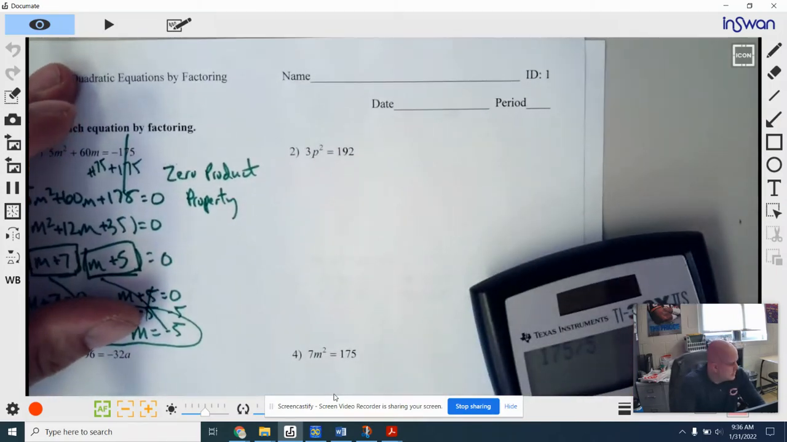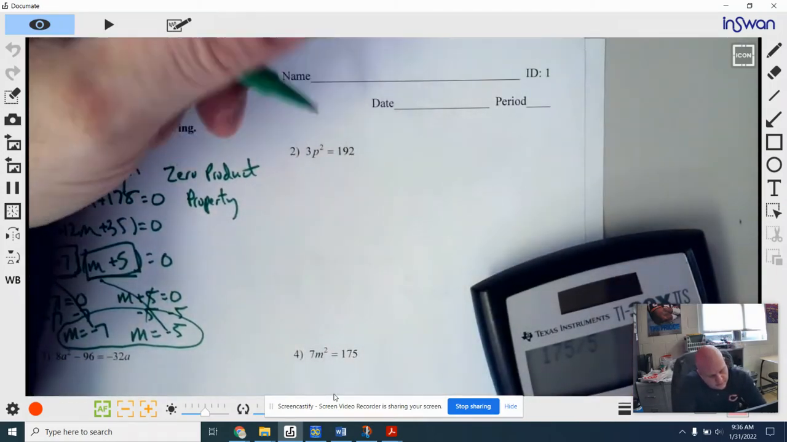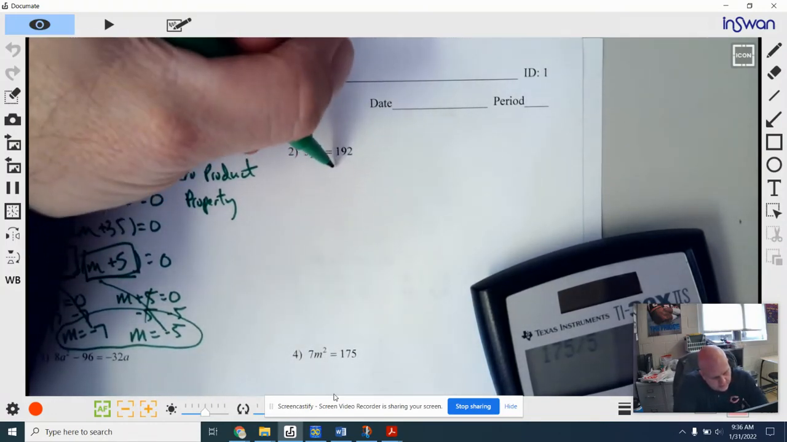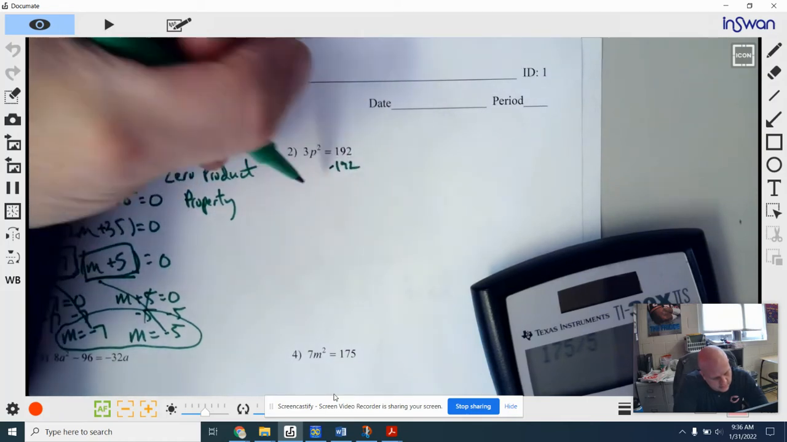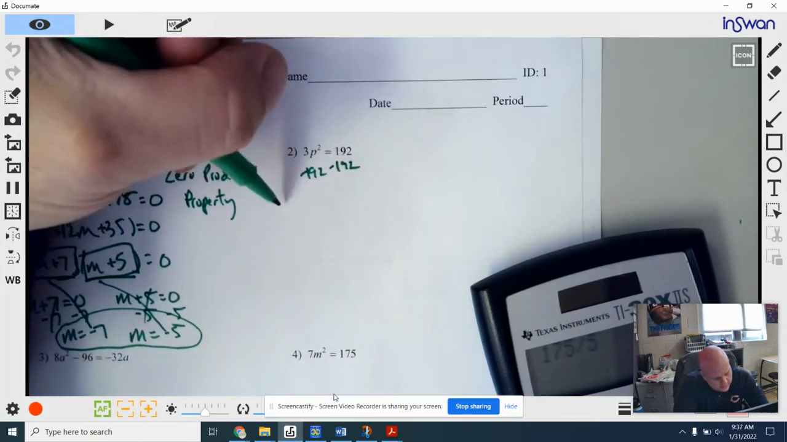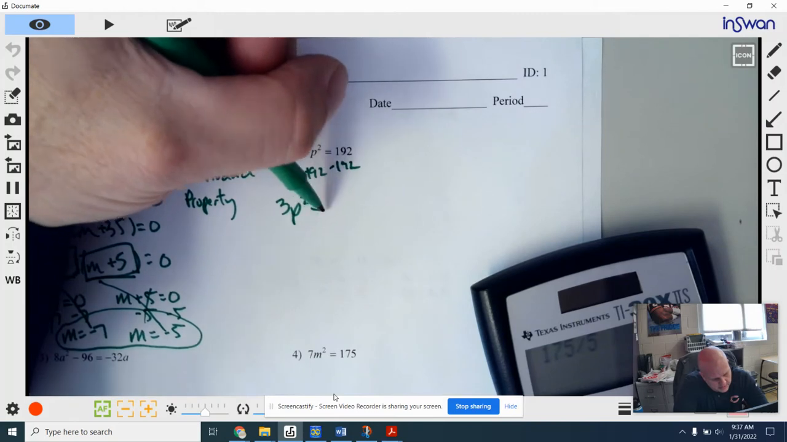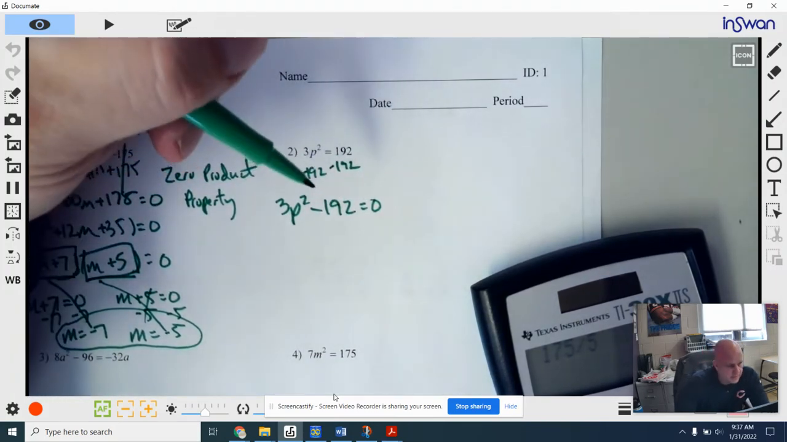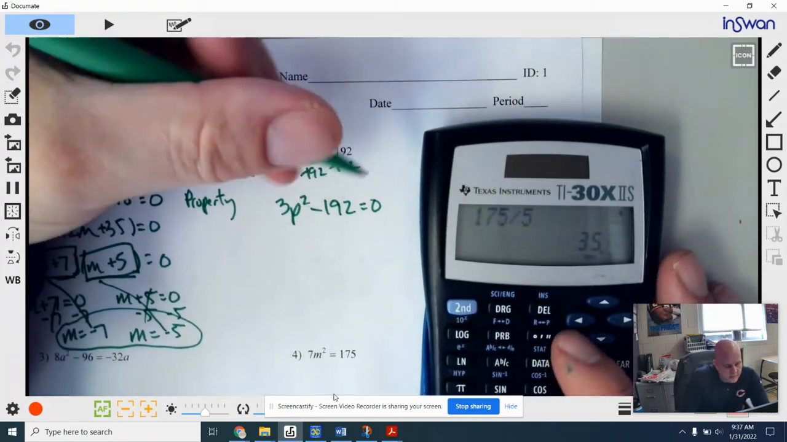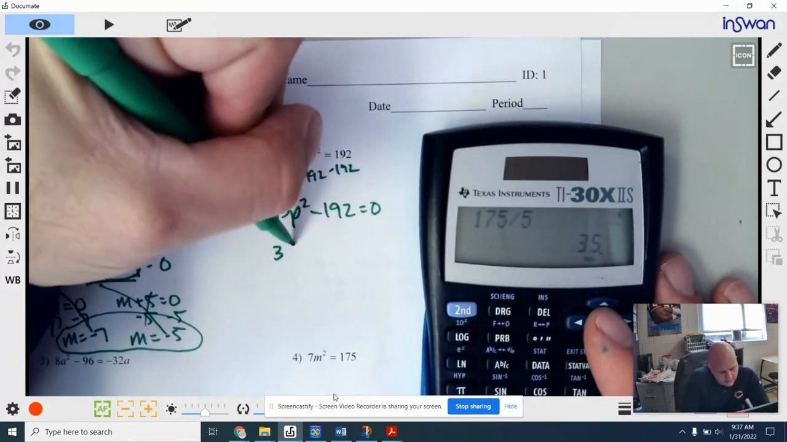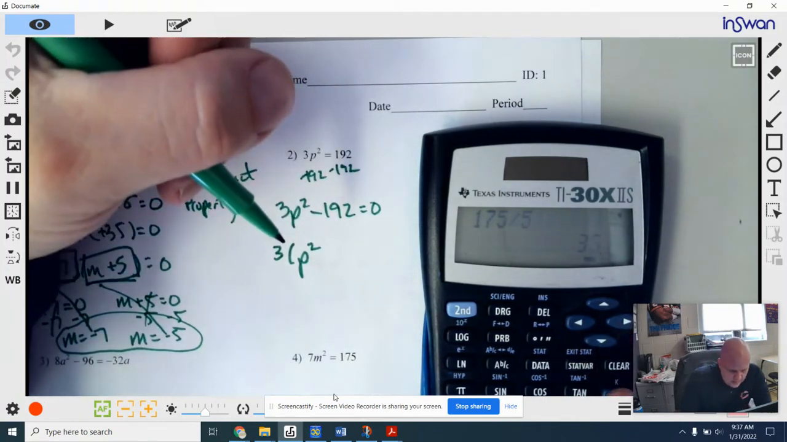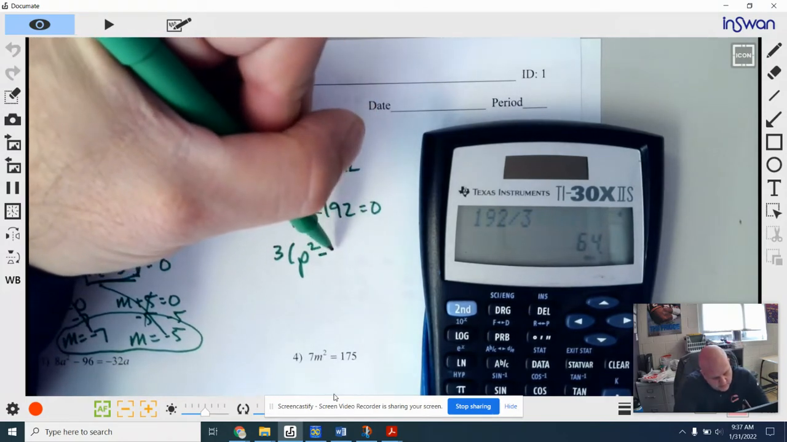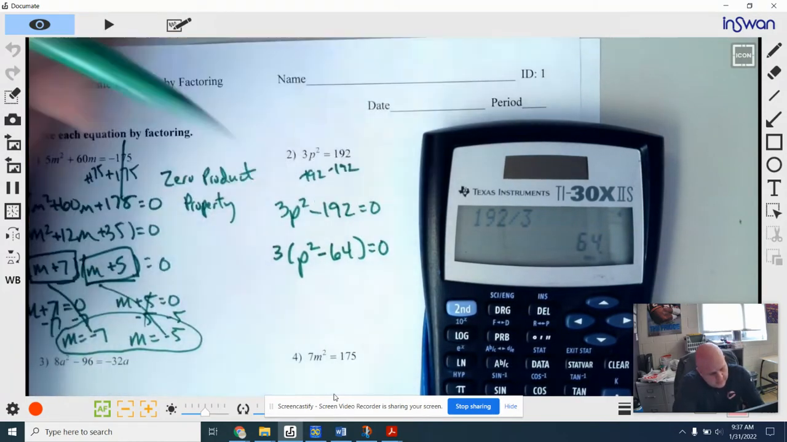Okay, number 2. So number 2, if I want to solve by factoring, first thing I would do is subtract that 192 and move that over here. So you have 3p squared minus 192 equals 0. Notice we do not have our b value. So now I'm going to pull out a GCF. So 3 I'm going to pull out. And you got p squared. 192 divided by 3 gives you 64. So p squared minus 64 equals 0.